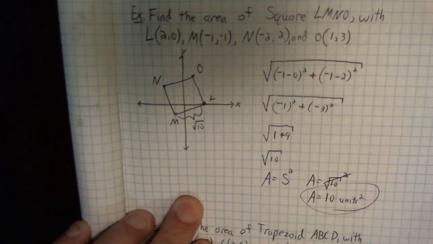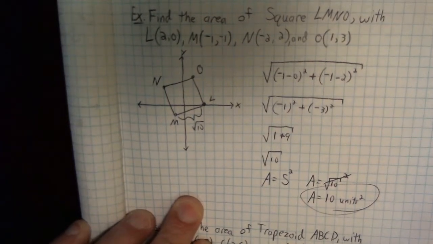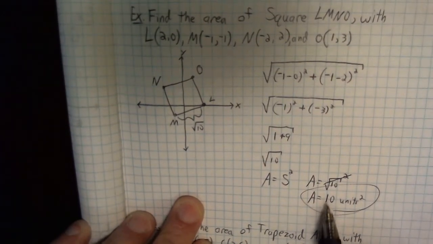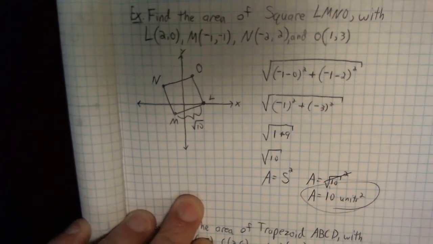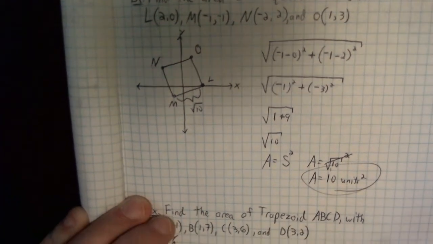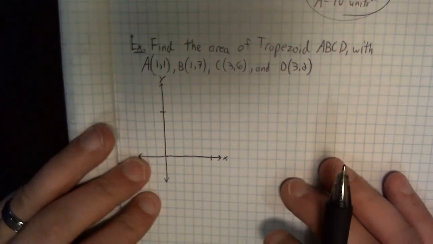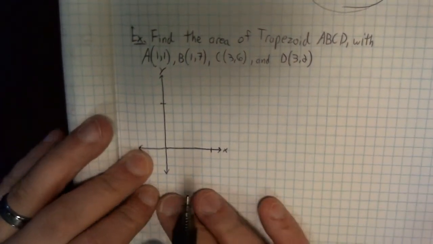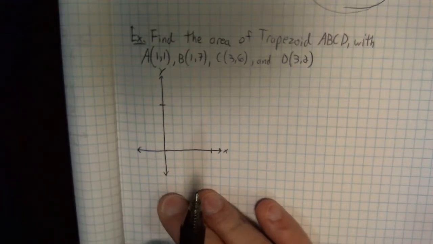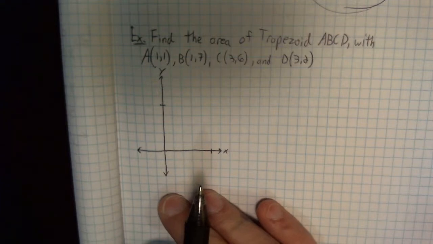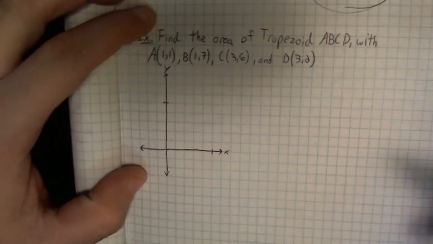Okay, so if you get a radical, that's not a bad thing in this situation because you're just going to end up with a whole number anyways. That's the nice thing about squares. You usually get a nice whole number like that. Okay, and our last example is a trapezoid. So, if you'd like to try this one on your own, go for it. Let's see what this one looks like.